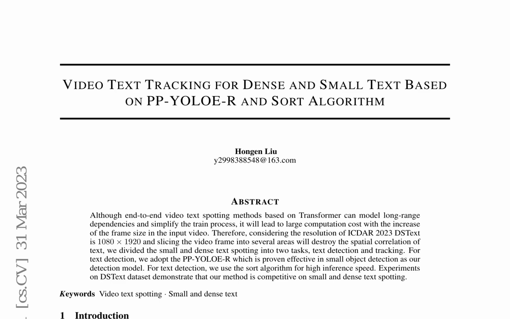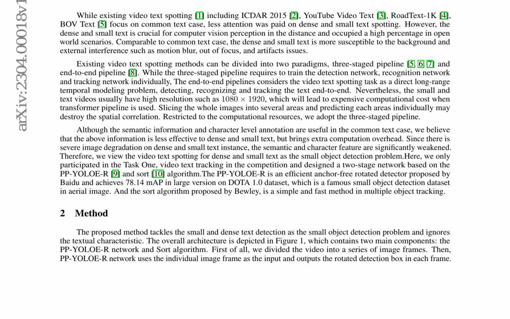Semantic information and character-level annotation are less effective for dense and small text due to severe image degradation. A two-stage network is proposed, ignoring textual characteristics and focusing on small object detection. The method is evaluated on the DSText dataset, demonstrating competitive performance on small and dense text spotting. The proposed method's efficiency and accuracy make it a competitive solution for video text tracking. The use of PP-YOLOE-R and SORT algorithm provides a robust and fast approach for this task.